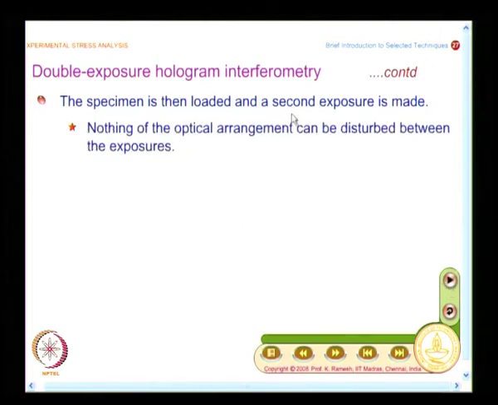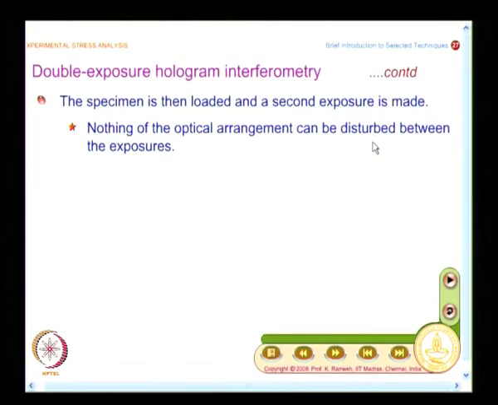See, the specimen is loaded and the second exposure is made, that you have well understood, and this is to be done in total darkness. And you have to ensure nothing of the optical arrangement is disturbed between the exposures. It is not that you simply move your hand and disturb the alignment of any of the optical elements. This has to be done very carefully. That is what I have always been saying, experiments are planned and executed. It is not that you go quickly, make some measurement and then interpret. Experiments have to be carefully planned.